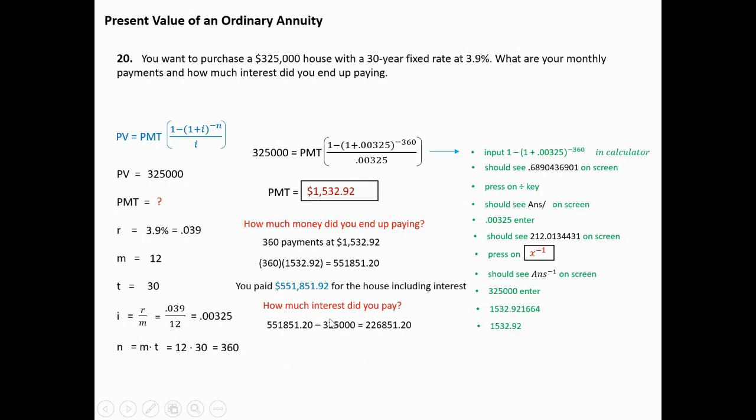So how much interest did you pay? We subtract the total amount of the 360 payments times the monthly payments, you subtract the price, or the money that you borrowed. So you end up paying the bank a little bit over $200,000, $226,851.20. So how can we decrease this extra amount that you're paying?